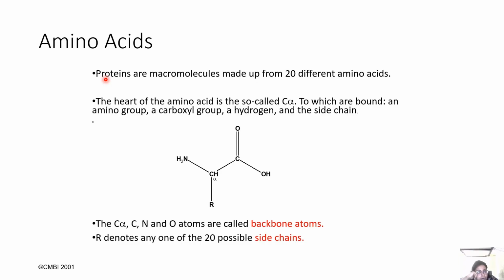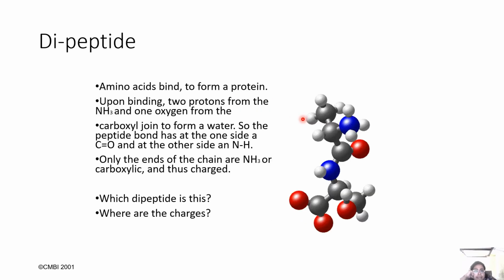So we already discussed the backbone atoms: C alpha, C, O, and N are the backbone atoms of the amino acid. The basic heart of the amino acid is the C alpha, to which are bound an amino group, a carboxyl group, and a hydrogen or the side chain. For glycine, it is the hydrogen atom. For other amino acids, the side chains are more complex.